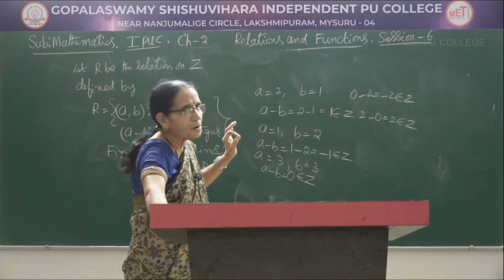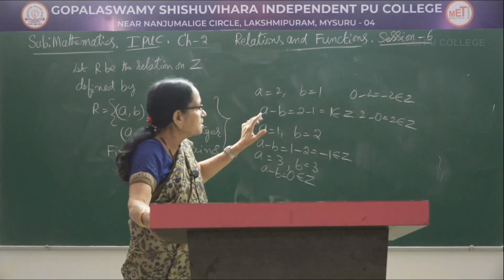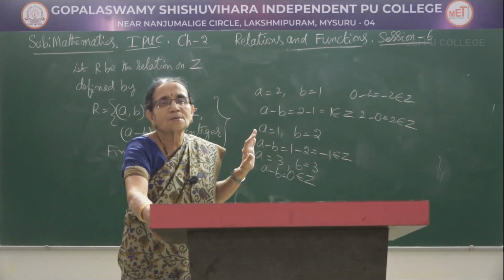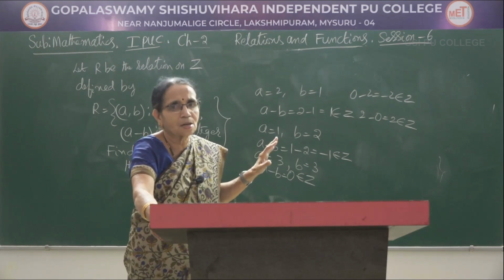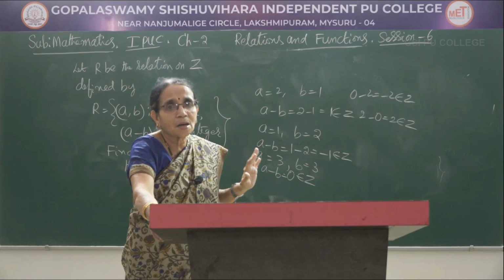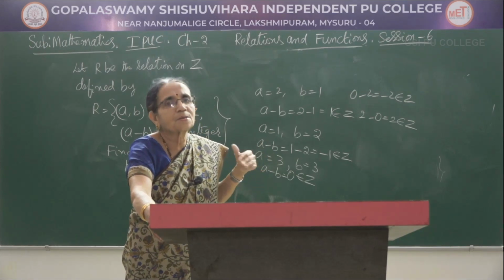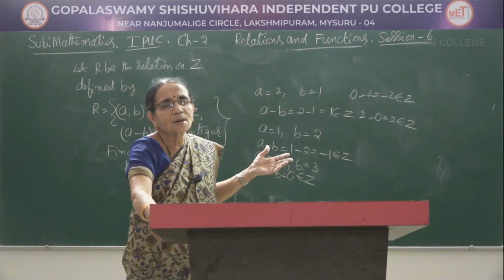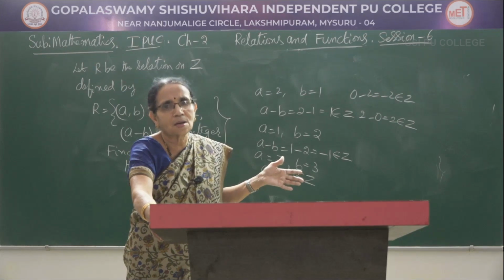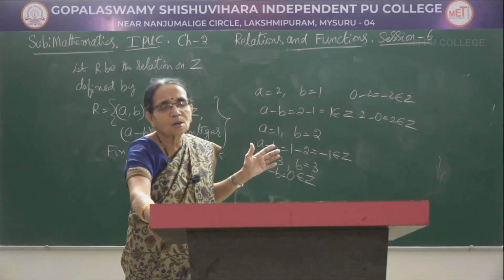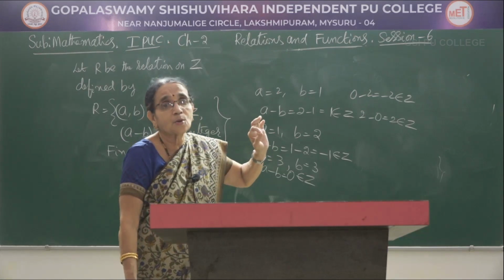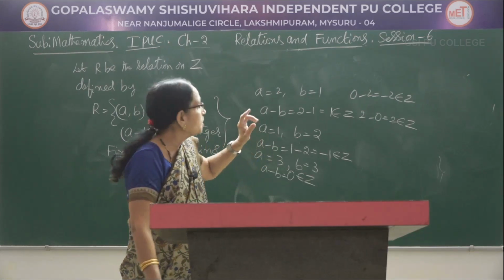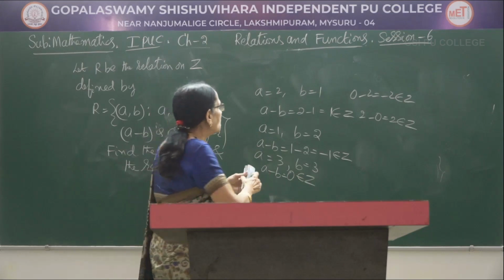See, the domain of R is the set of the first elements, that is nothing but the original set Z, the set of the integers. Similarly, the range of R is the set of the second elements. Again, the second element would be any one of the integers. Therefore, that also becomes the set of the integers, for all the values of A and B belonging to Z. So, how do you write the answer here?